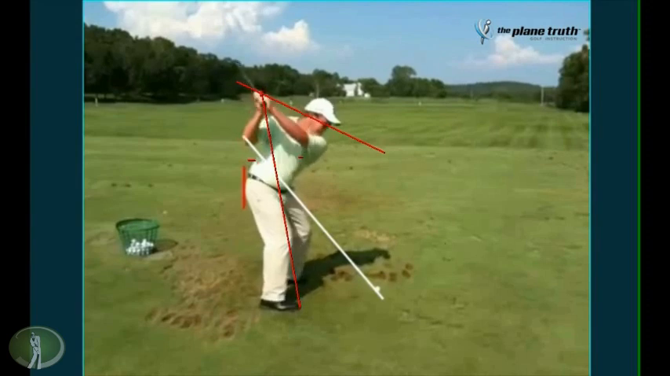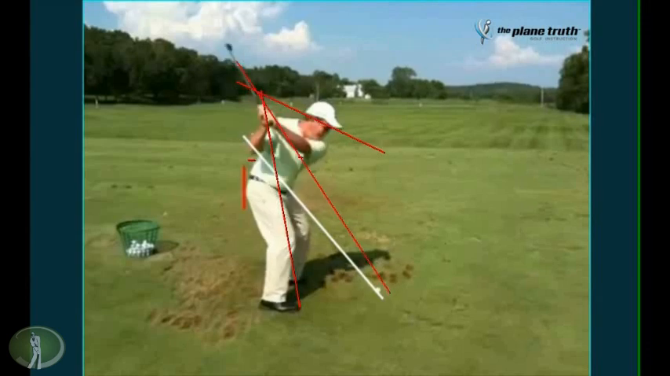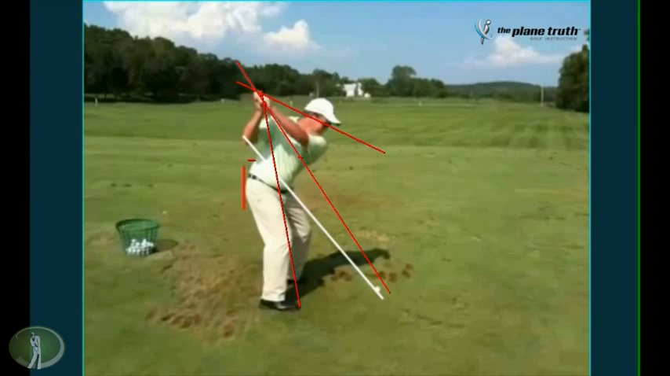So that shaft just tilted that much, and then some more in a very short space.